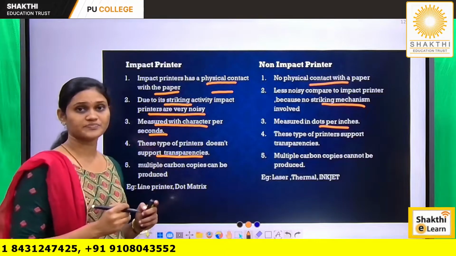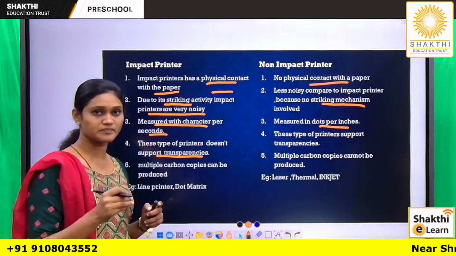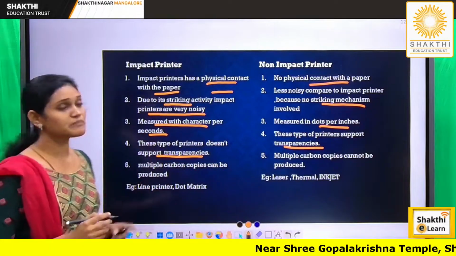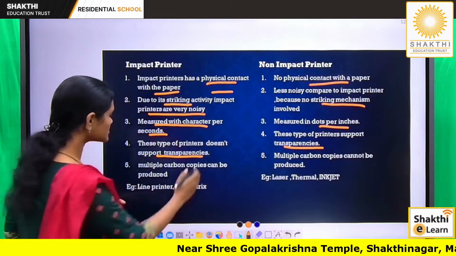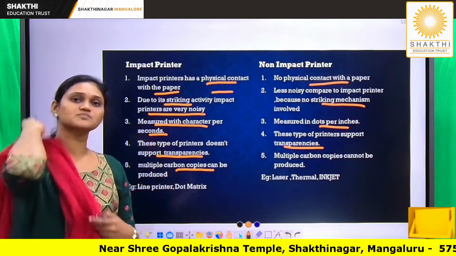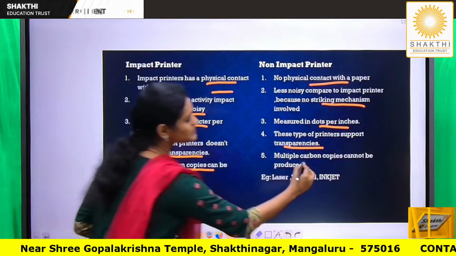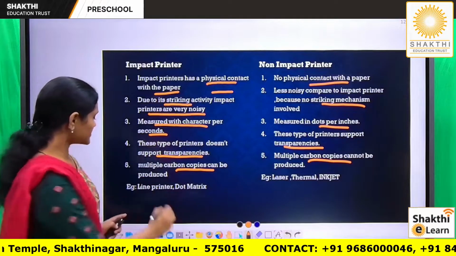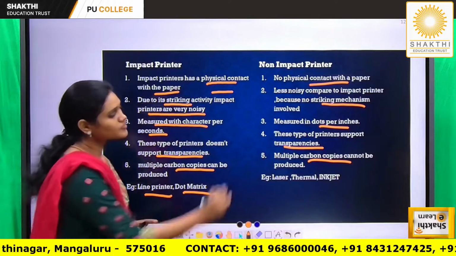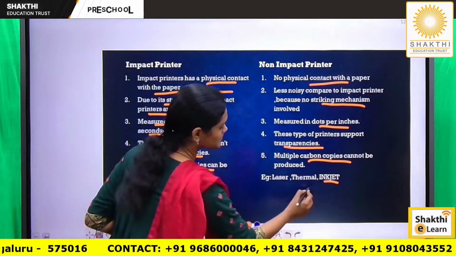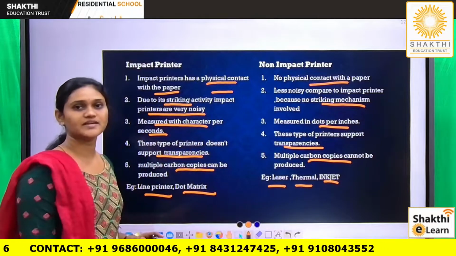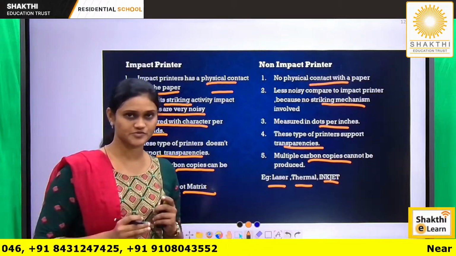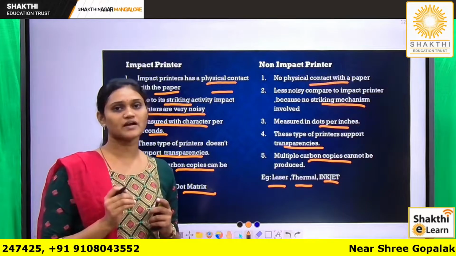But the printer which we have now, the non-impact printer, definitely supports transparencies. But these impact printers were very good at producing carbon copies. So we can produce multiple copies, whereas here multiple carbon copies cannot be produced. Examples for impact: line and dot matrix. For non-impact, which we have now: inkjet, thermal, laser. These are the examples.